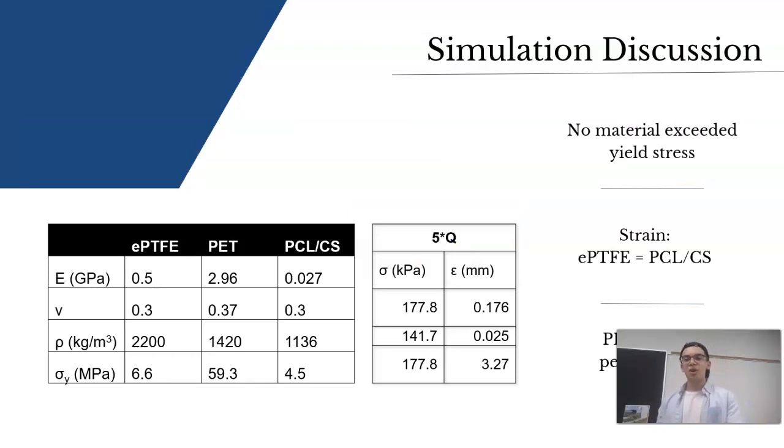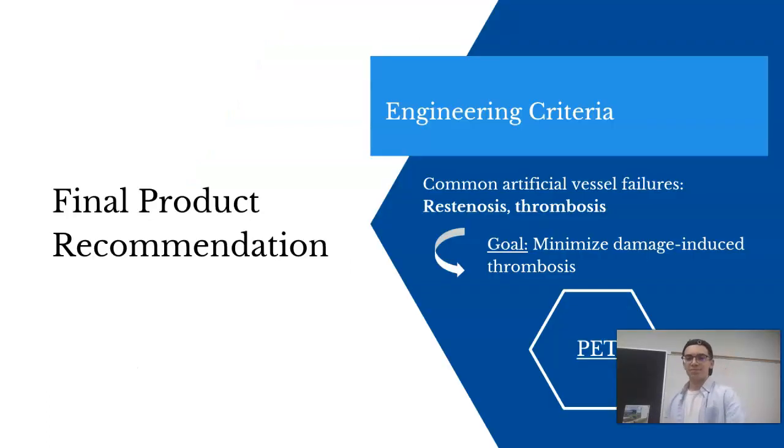Here you can see that there was no material that exceeded the yield stress, which was very significant because with von Mises, if it exceeds the yield stress, that means it plastically deforms. So none of them did. They would all return to their original shape. Strain, interestingly, ePTFE and PCL chitosan did have the exact same strain, but that is likely because of the same Poisson's ratios. And lastly, evidently, PET was the best performing in this case.